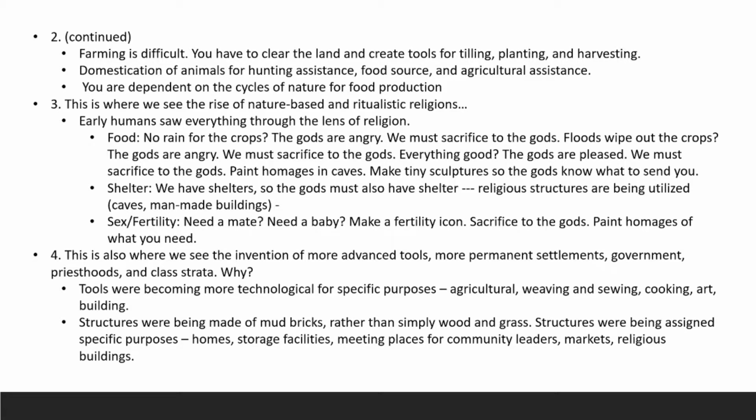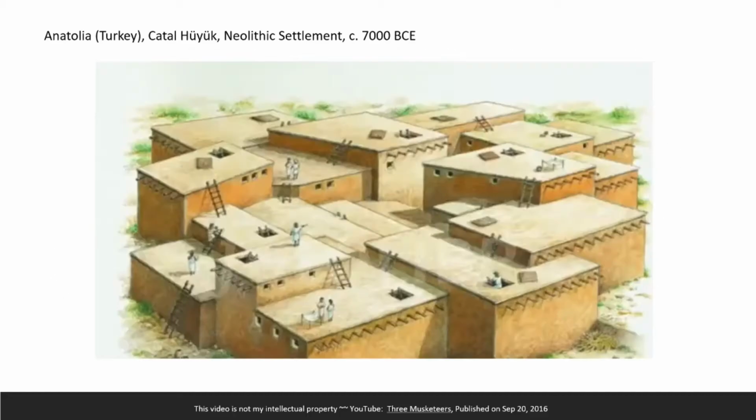Why? Tools were becoming more technological for specific purposes. Agricultural, weaving, sewing, cooking, art, and building. Structures were being made of mud bricks rather than simply wood and grass or animal hides. Structures were being assigned specific purposes: homes, storage facilities, meeting places, markets, religious buildings.